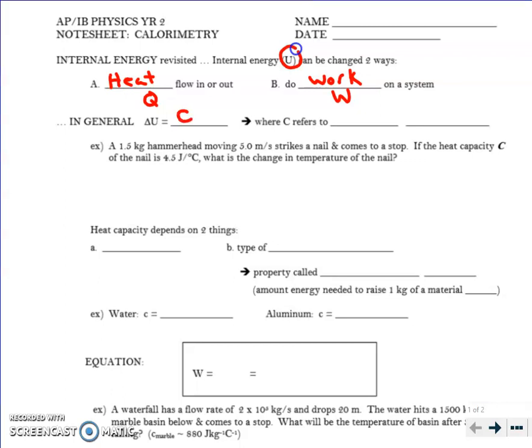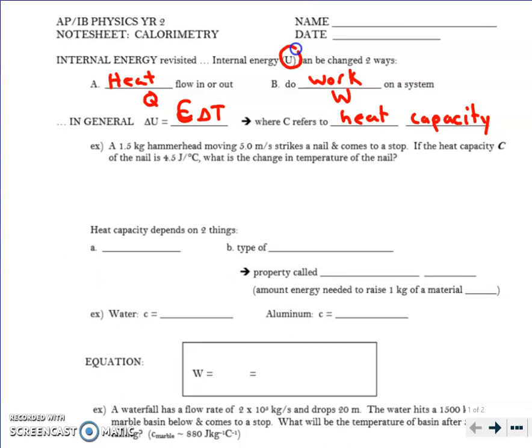So the equation is some constant C times a delta T, where C refers to heat capacity. We're not going to use this term too much, but in the IB, it's something you have to be aware of. So let me be clear if it isn't here. This should be a capital C, because we're going to see in a minute that there's a lowercase c that's similar, but not quite the same thing.